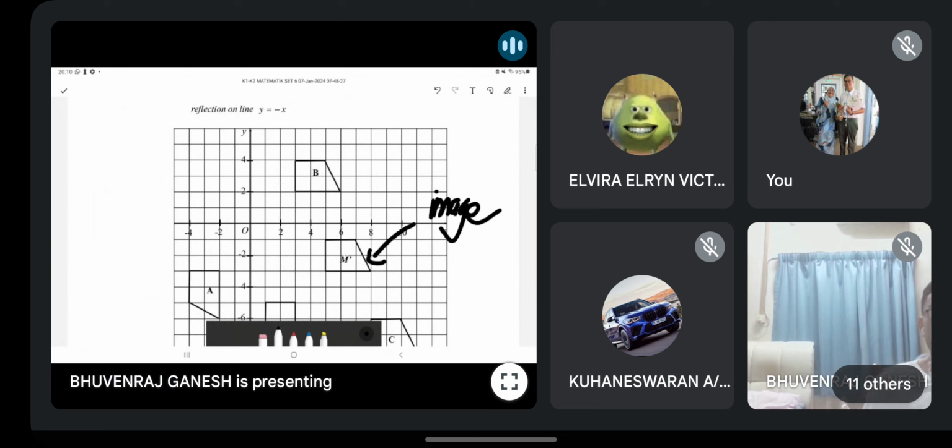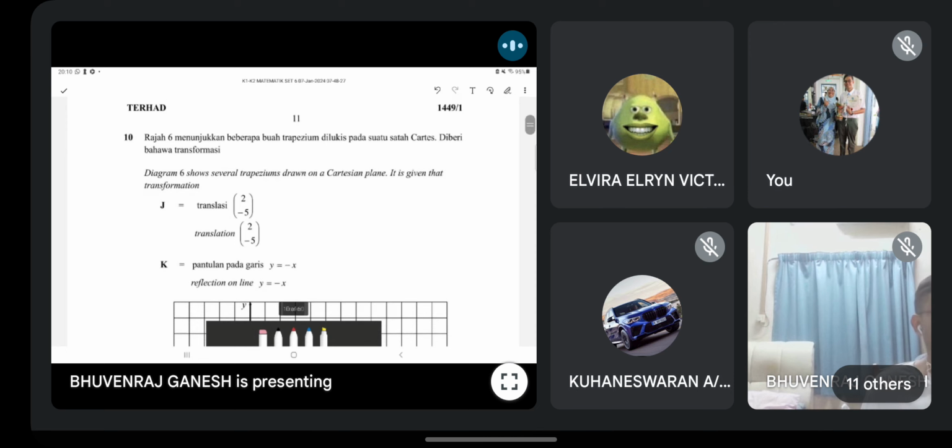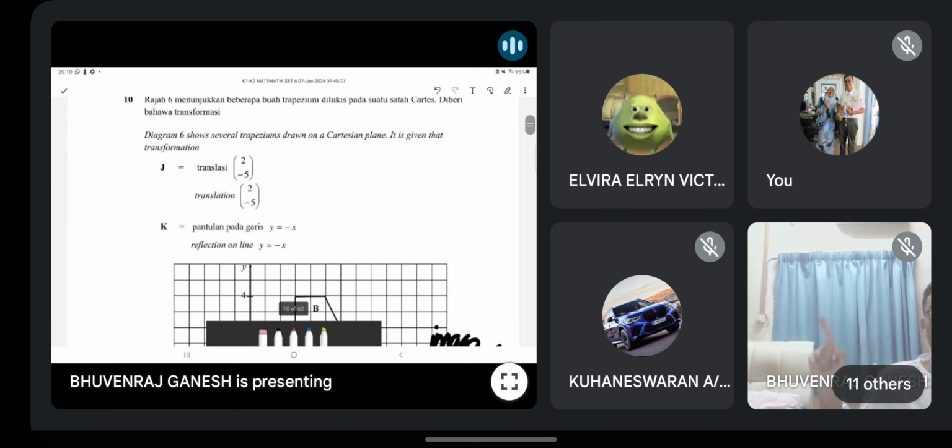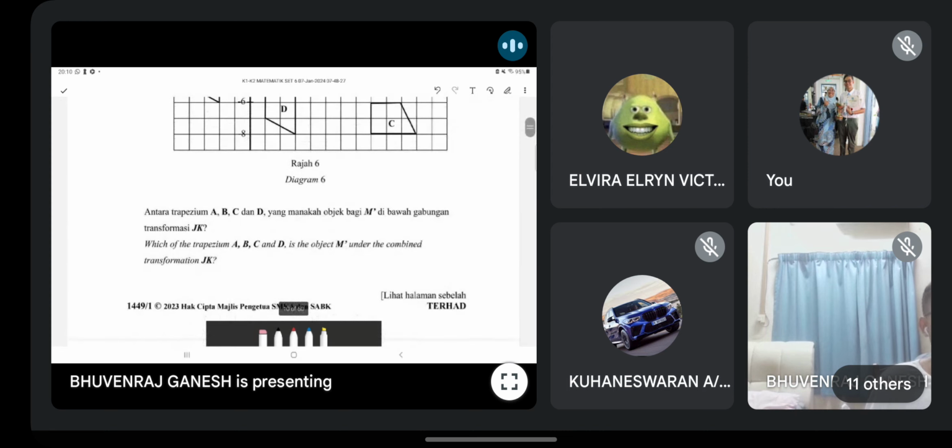Alright, so now kamu kena patah balik. We were thinking, find back the object. Alright, so how to find the object? Kamu kena lihatlah info yang diberi. Okay, J, translasi 2 negative 5. K, reflection Y equal negative X.